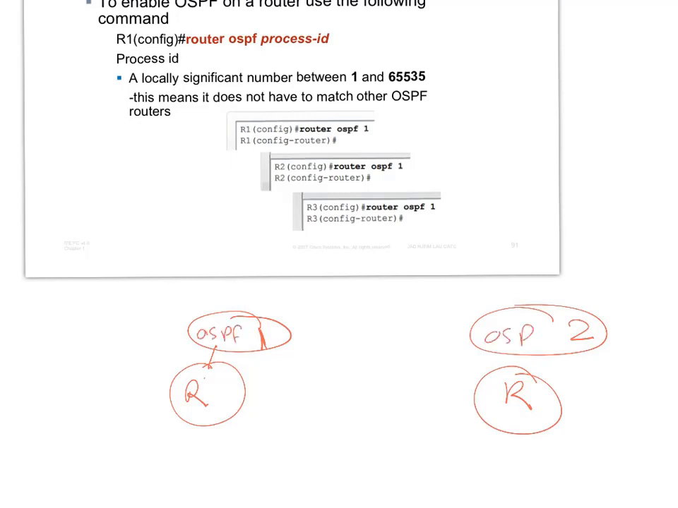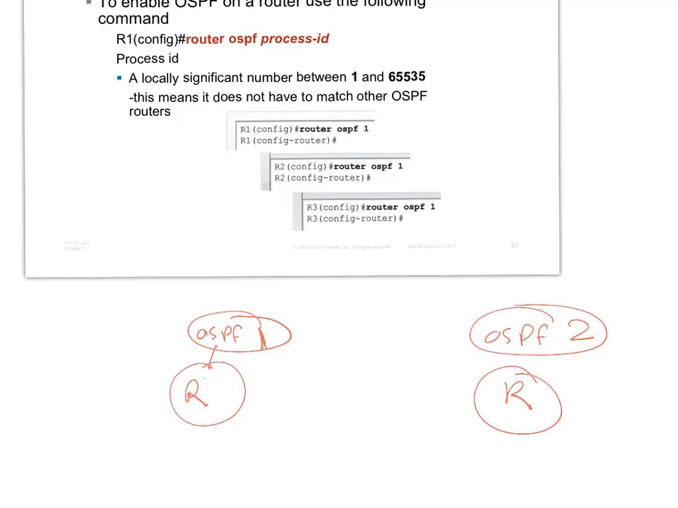In the case of OSPF, the process ID has only local significance, and it does not have any meaning between multiple routers, which means that two instances with different process ID can still be neighbors. That's why here we call it a process ID. We don't call it area number. We don't call it autonomous system number. We call it a process ID. So the process ID does not have to match in order for us to consider these two routers as neighbors.